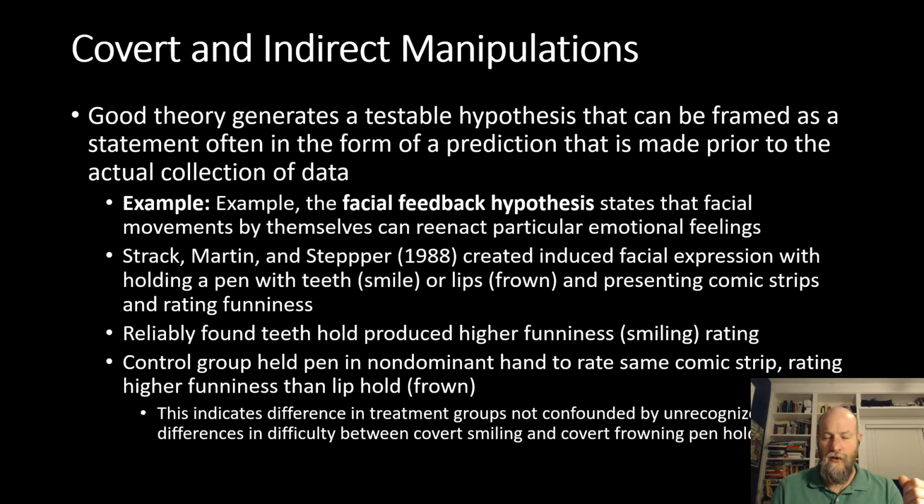There's a really good example of an indirect manipulation, a covert manipulation in your book, and this is called the facial feedback hypothesis. This essentially is based on the research of Strack, Martin, and Stepper from 1988. It states that facial movements themselves can reenact particular emotional feelings. It's kind of this old annoying adage, that if you go around with a smile, maybe you'll feel better and be happier. But the essential idea is that these researchers figured out this intuitive and interesting way to induce the facial expression in the person without telling them what it is they wanted them to do.